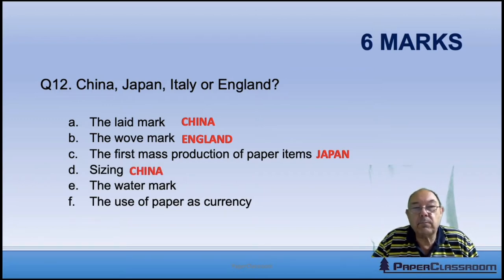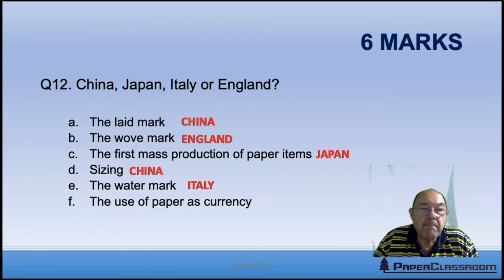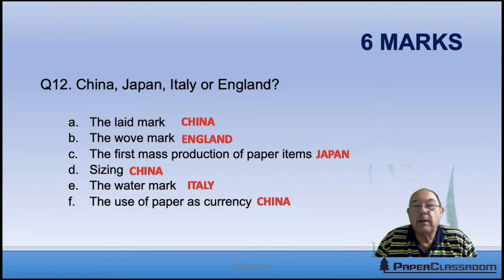Sizing was first attempted in China. They used to use rice water, in other words, the water that the rice was boiled in. Wasn't very successful as a size, but improved strength. The watermark was invented by the Italians. It was done actually to prevent counterfeiting initially. And finally, the use of paper as currency. The first people to use it were the Chinese, the people who invented paper in the first place.